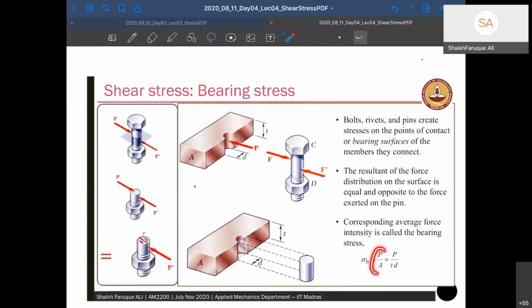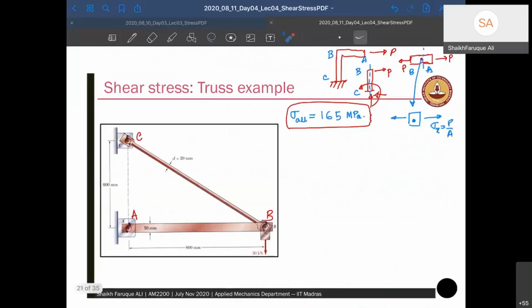P is the load that is acting here, and area is T into D. T is the thickness of the plate and D is the diameter of the hole. Okay. Clear? So that is called bearing stress. I'll give you an explanation why bearing stress uses T and D. Just hold on a few minutes. Before we come to this example, let us give you some demonstration on what I wanted to do.